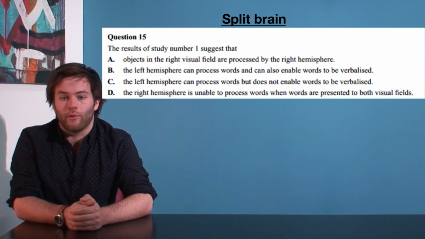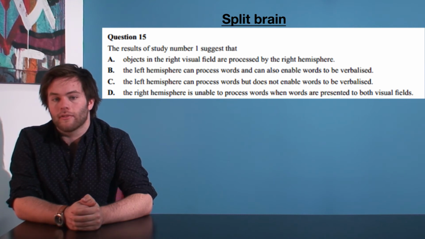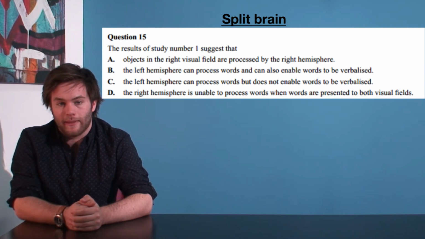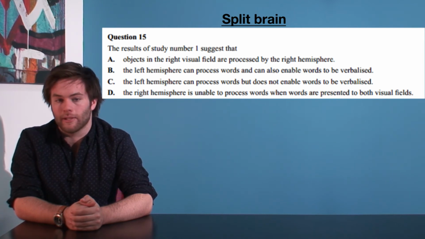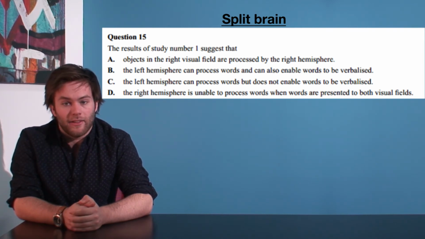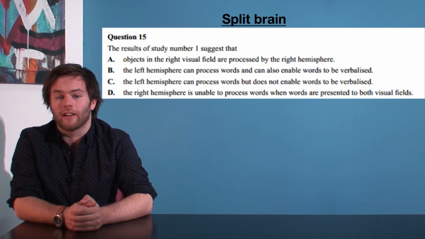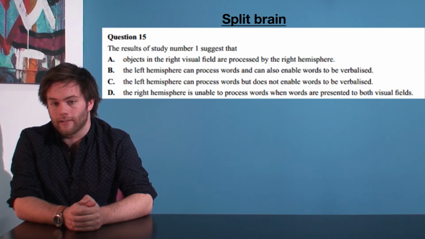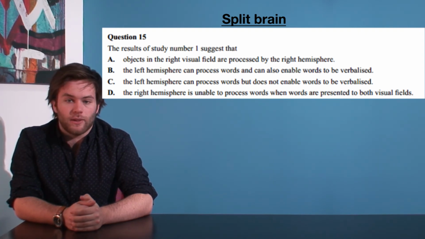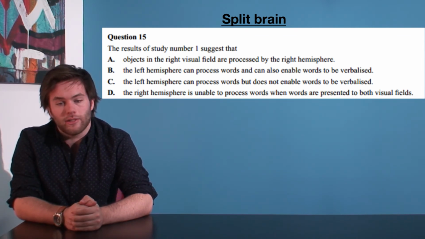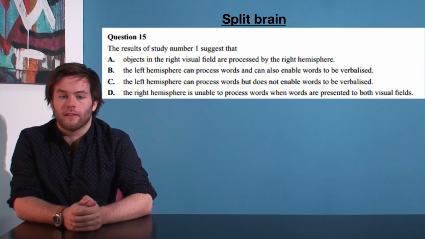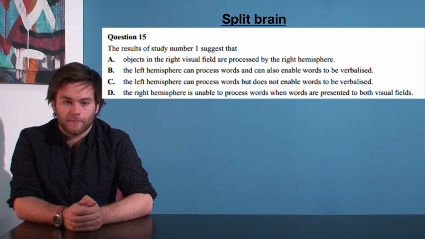The question then reads, the results of study number 1 suggest that A. Objects in the right visual field are processed by the right hemisphere. B. The left hemisphere can process words and can also enable words to be verbalized. C. The left hemisphere can process words but does not enable words to be verbalized. Or D. The right hemisphere is unable to process words when words are presented to both visual fields.